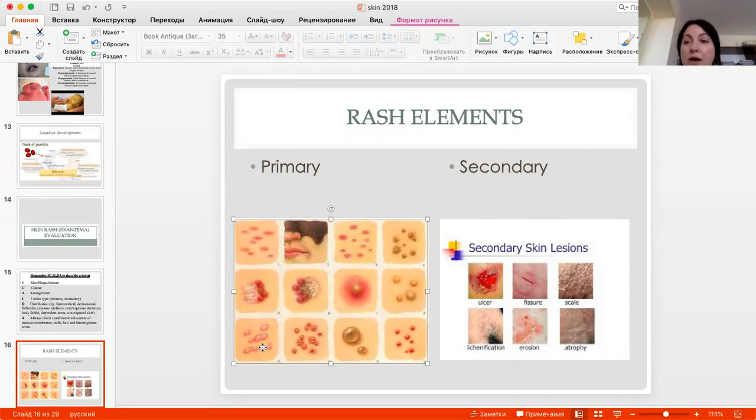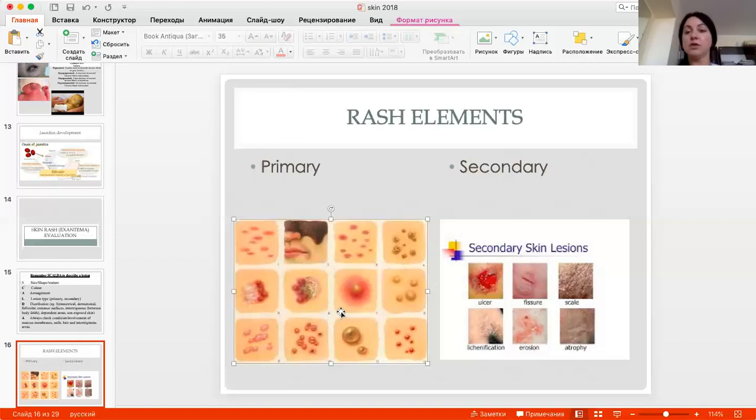It may be hemorrhagic or pigmented. It may contain a cavity or not. For example, no cavity, but it is palpable. It is papilla. Or when it contains a cavity and this cavity is filled with transparent fluid, it's called vesicula. When this fluid is purulent, it is pustula.